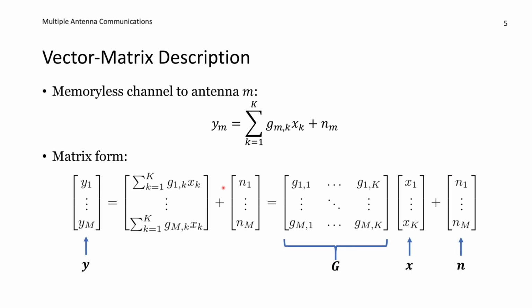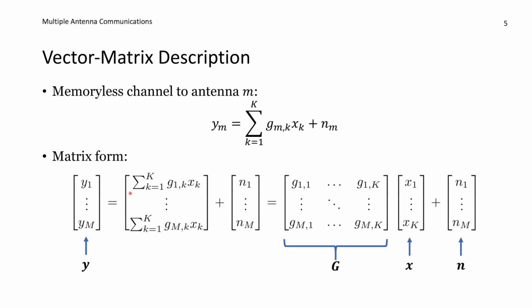So using boldface vector and matrix notation, this received signal vector of length m can be written as a boldface y. Then we have the so-called channel matrix, capital G, and it's an m by k matrix. So it has m rows and k columns. The number of rows represents the number of receive antennas, and the number of columns represents the number of transmit antennas. And this matrix G is multiplied with a vector x that contains the transmitted signals. So this is a length k vector. And then we add the noise vector, boldface n, that contains the m receiver noise terms.